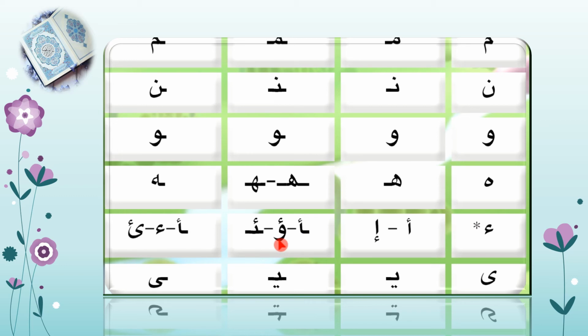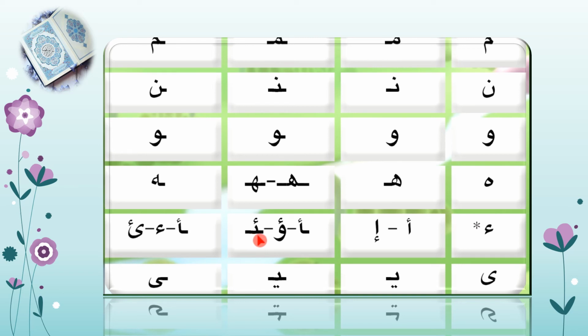Maybe this waw will be standing alone with hamza above it, and maybe we have a small line before it to connect with the previous letter in the middle of the word or at the end of the word. Then we have this line here with hamza above it. It's the same thing. We want to care about all these lines or all these letters under the hamza. In all these cases, we will say we have hamza.